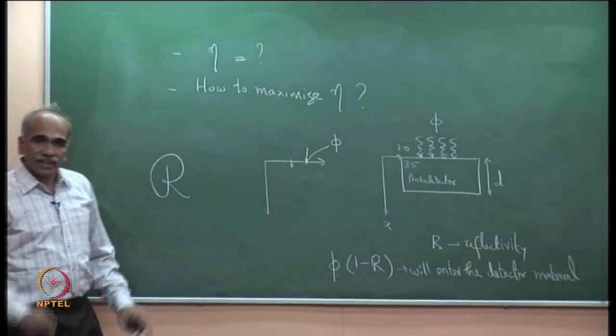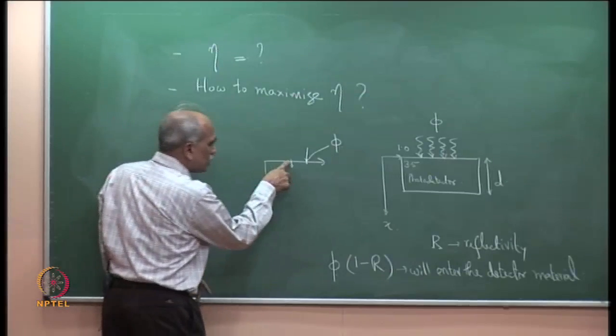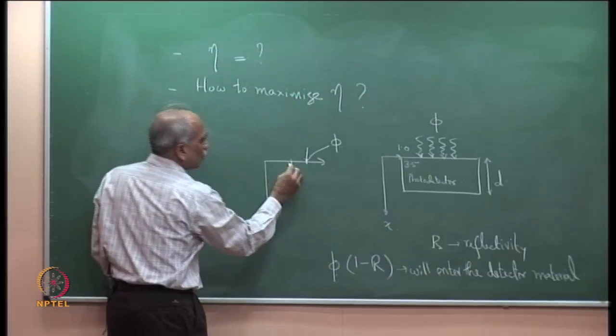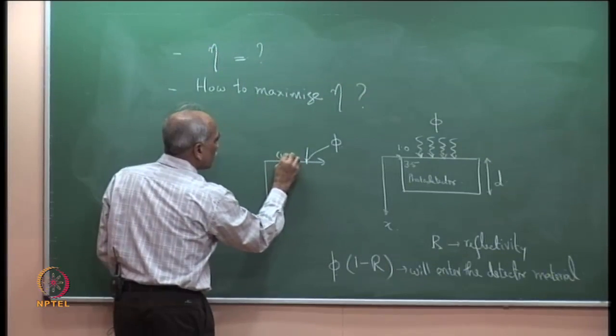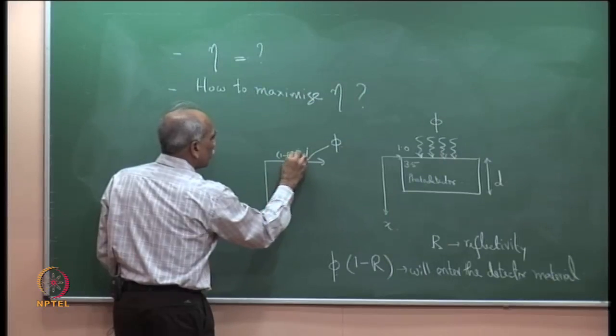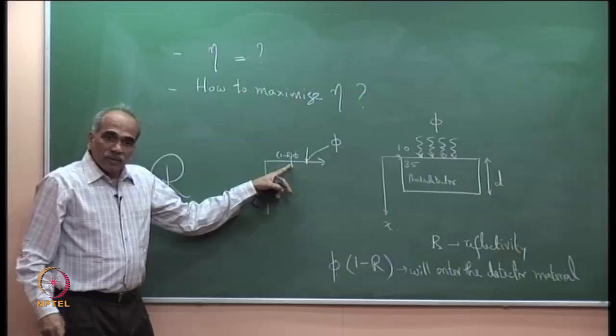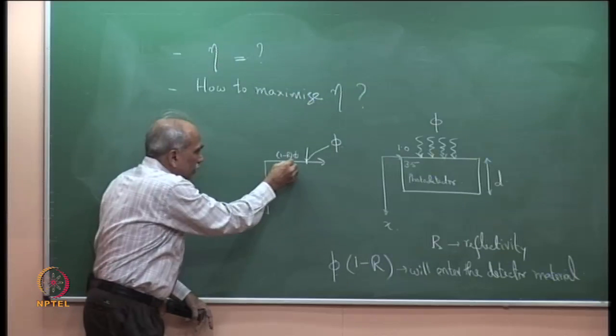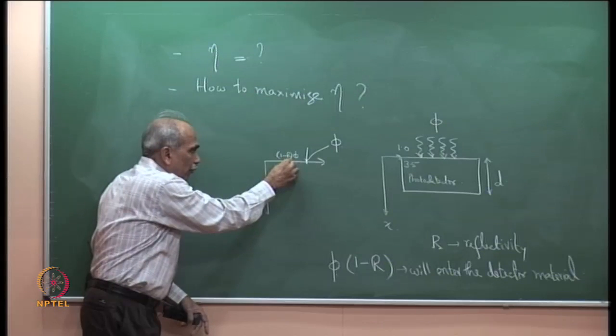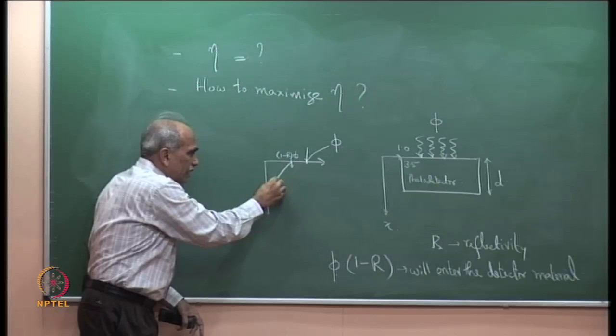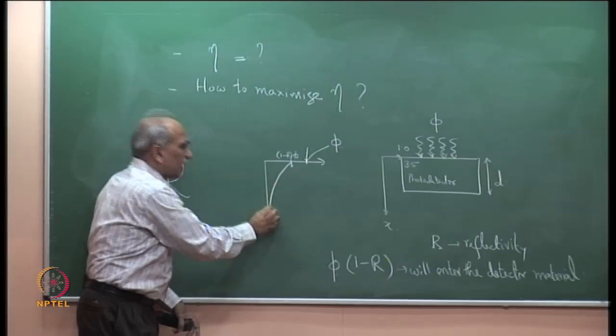Things will become clear, just see this. So, this is 1 minus R, R times has gone. So, this is 1 minus R into phi is the value here. Out of this, as it enters, the photon flux will decrease exponentially inside the material.